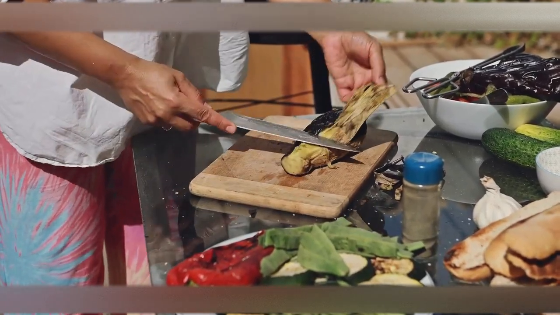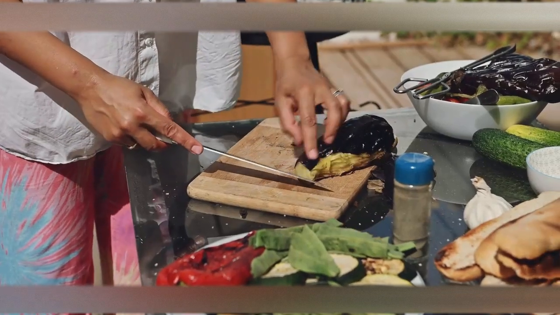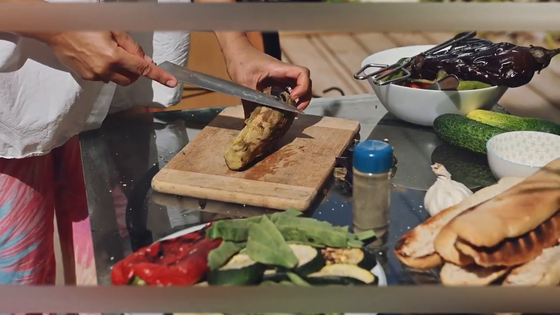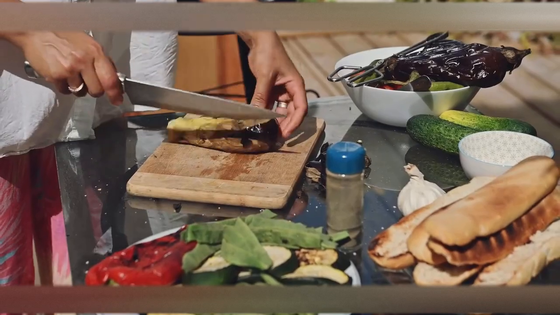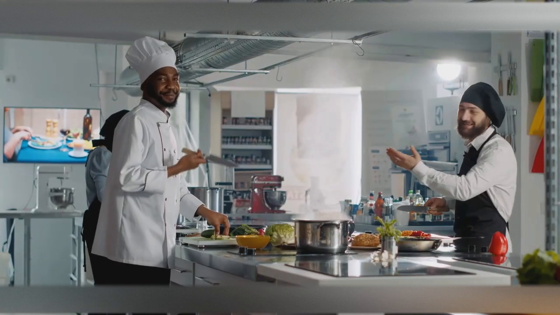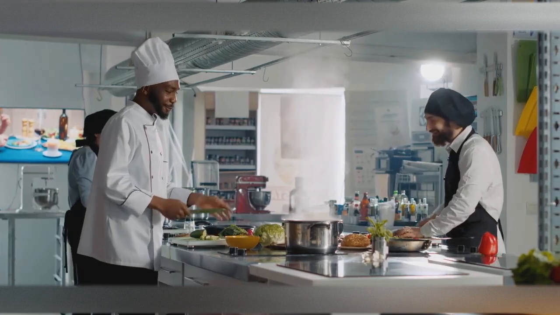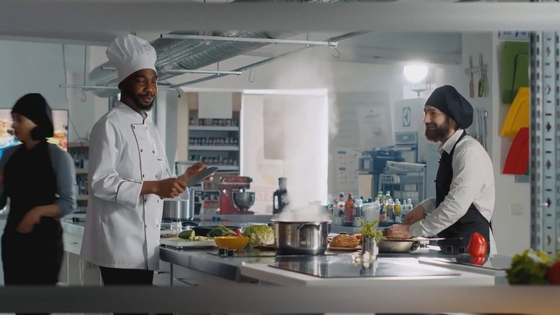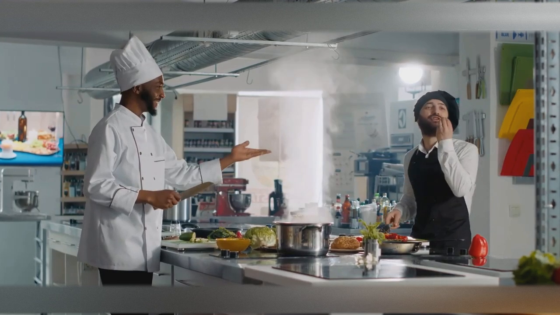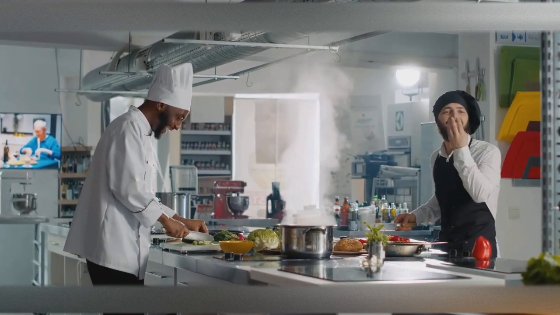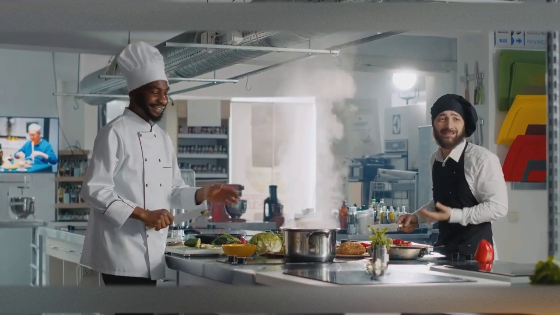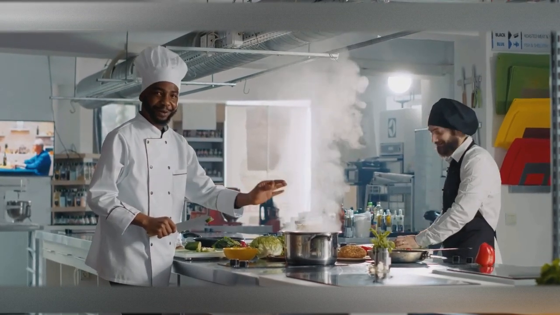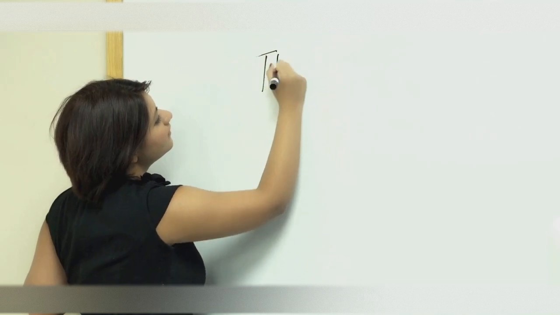In the active voice, the subject performs the action. For example, the chef cooked the meal. Here, the chef is the doer. In contrast, the passive voice shifts the focus to the action itself or the recipient of the action. So, in passive voice, that sentence becomes, "The meal was cooked by the chef." Notice how the subject and the object have swapped places.